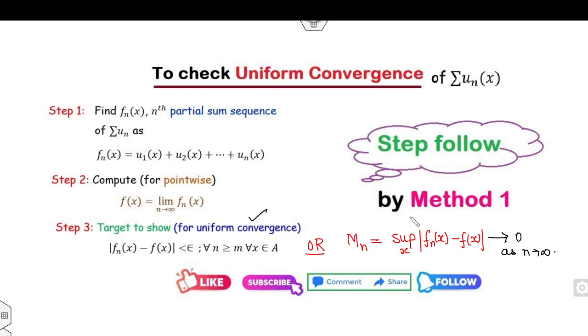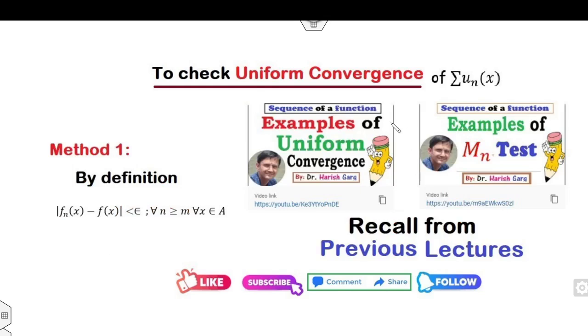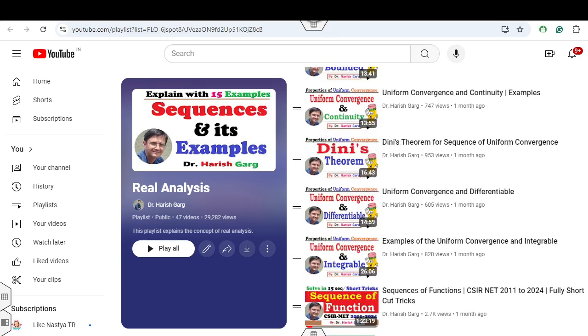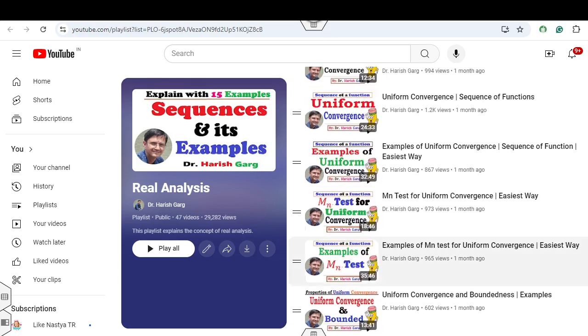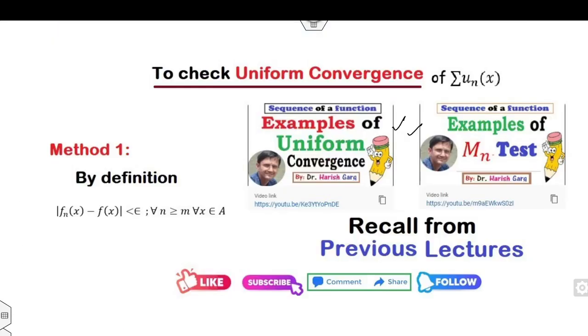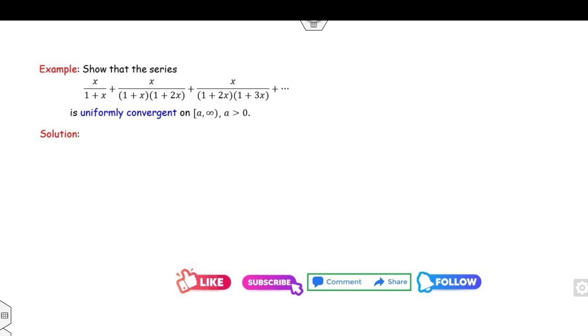For more detail about these two methods, I recommend you watch the lectures available in this playlist: examples of the Mn test and examples of the uniform convergence of the sequence of functions. I will follow the same way as I explained there. So let's start with the examples.